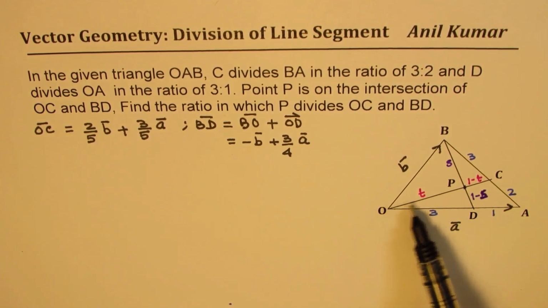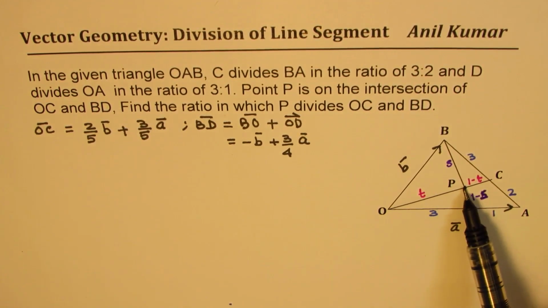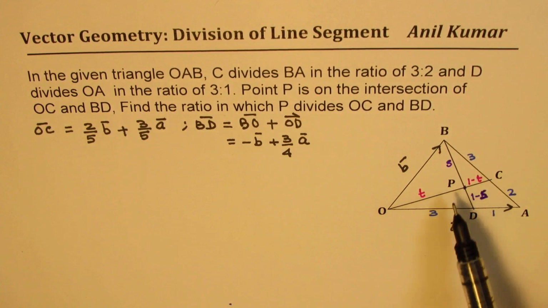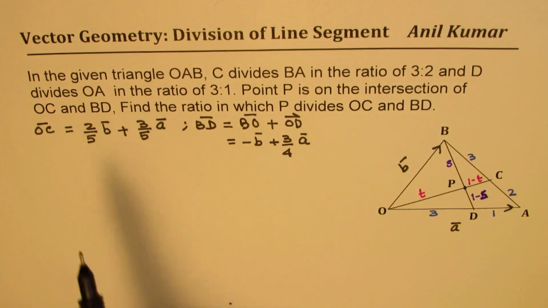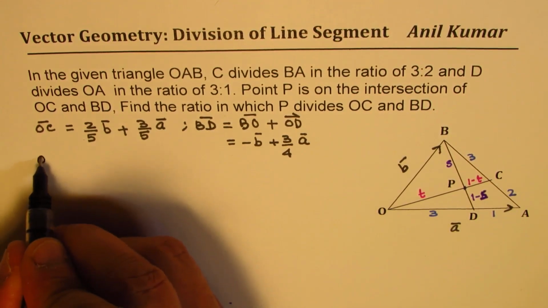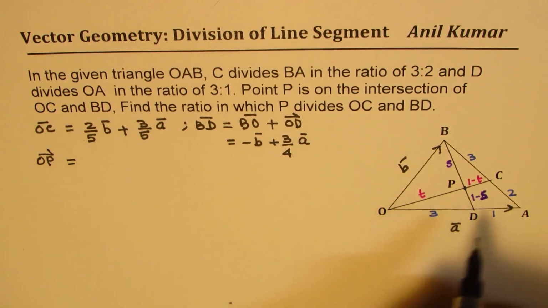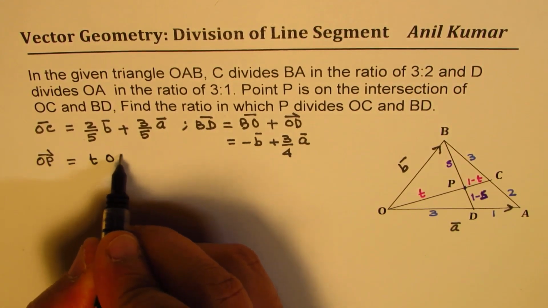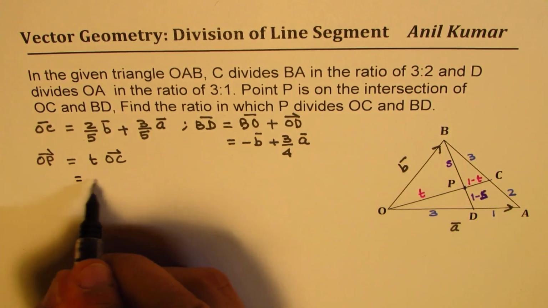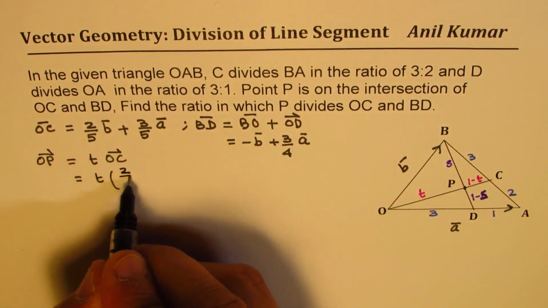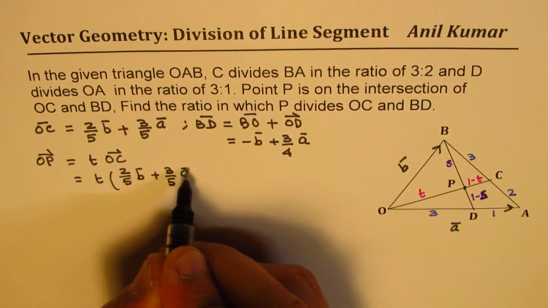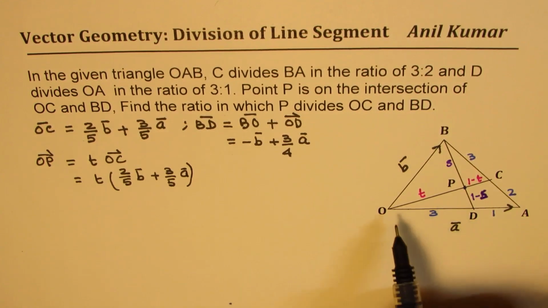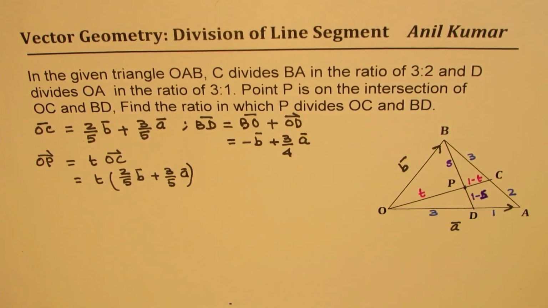Perfect. Now, let's look into OP. So if I see OP from this direction, in that case, OP can be written as t times OC, right? So we have all this. We can write OP as t times OC, which is t times 2 over 5 B plus 3 over 5 A. Okay, so we get OP in this fashion.